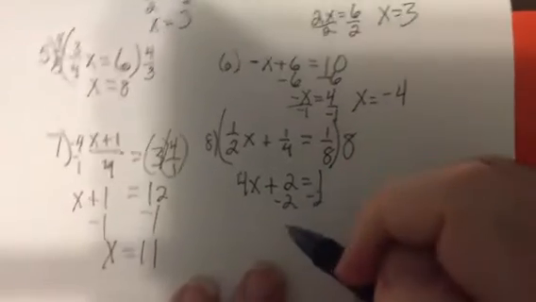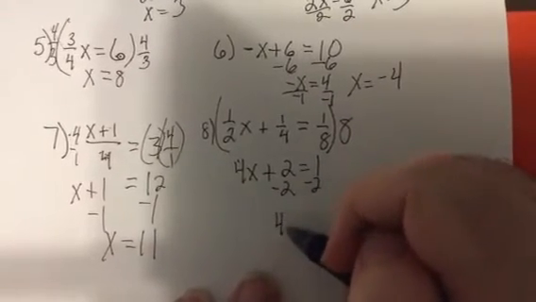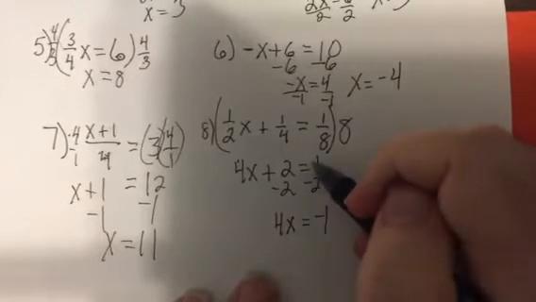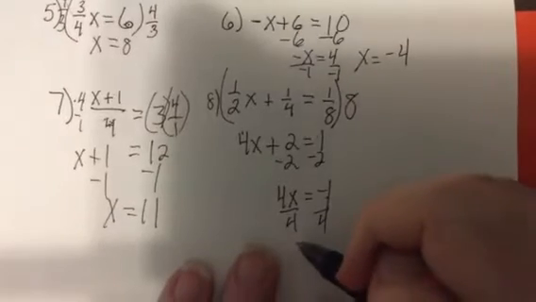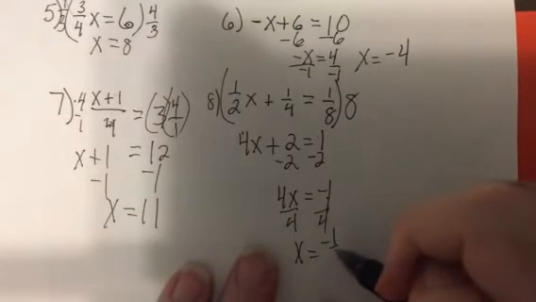So now we're going to solve. Easier to solve. So 1 minus 2 is -1. Divide by 4. X equals -1/4.